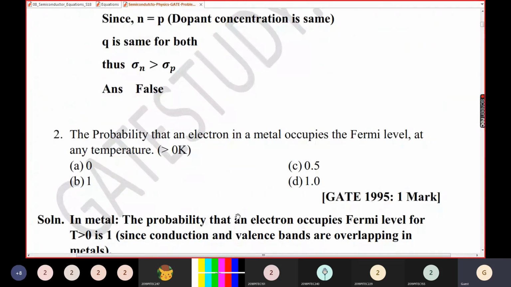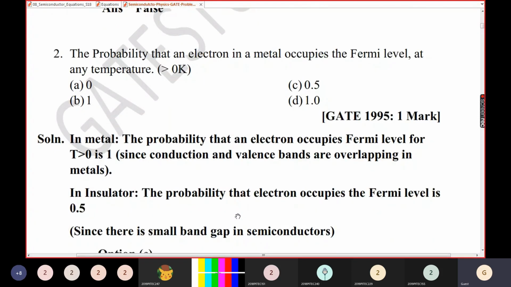Okay. Now let us go to the second question. The probability that an electron in a metal occupies the Fermi level at any temperature greater than 0 Kelvin. They have given 4 options for you: 0, 1, 0.5 and again 1.0. So now let us calculate this.